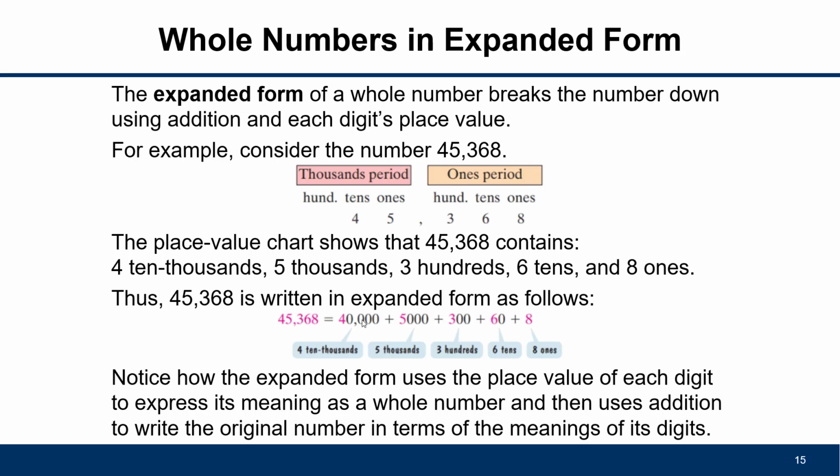You'll notice how the expanded form uses the place value of each digit to give you the meaning as a whole number, and then uses addition to basically write the original number in terms of the meanings of all of those digits. It's just kind of breaking it up and showing you how you could add things as just multiples of 10.